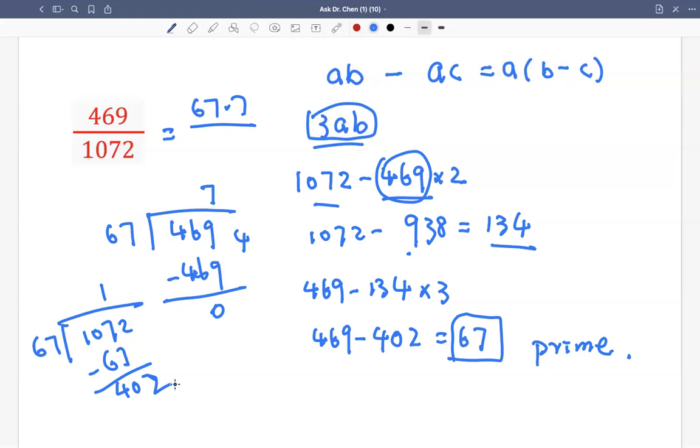Now, 6, yes, 6, right? Because 6 times 7, 42. 6 times 6, 36, plus 4, 40. Yes. So that means the denominator can be written as 67 multiplied by 16. 67 divided by 67 is just 1. So these two numbers can be simplified as 7 over 16. Okay, so sometimes without a calculator, we can simplify a big fraction this way.